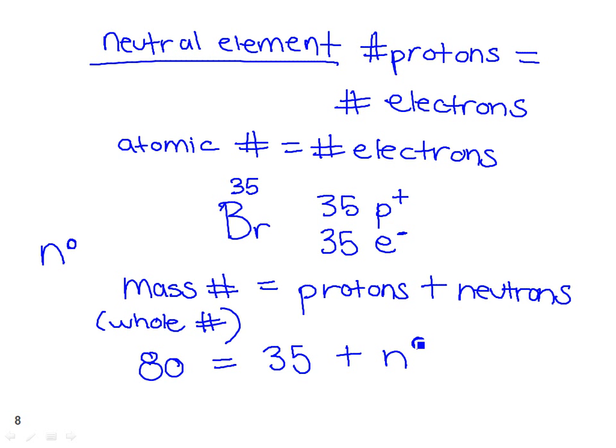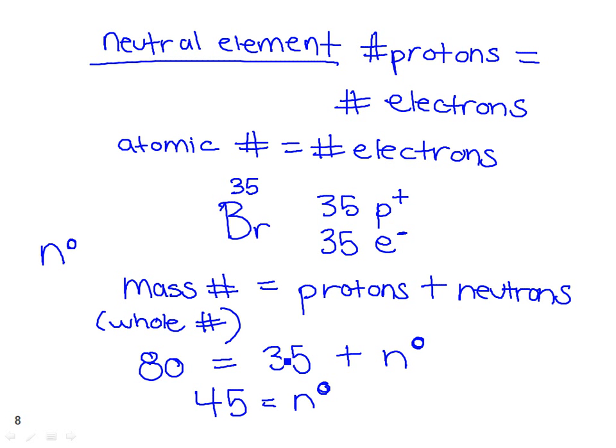If we know the atomic number of an element, then we just go to the periodic table, and that's our number of protons. But here we are given the mass number, and we want to find the number of neutrons. So we'll do a simple mathematical operation. If we solve for the number of neutrons, you're going to get 45 neutrons. If we subtract 35 from 80, we get 45.